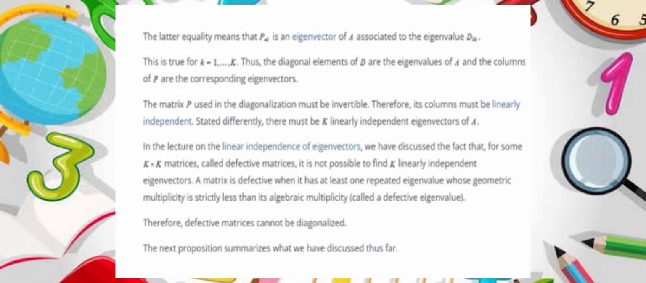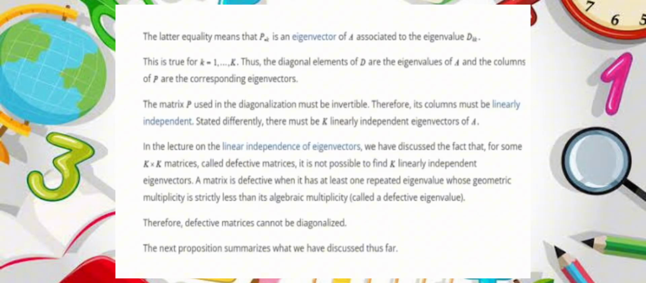The latter equality means that P_k is an eigenvector of A associated to the eigenvalue D_kk. This is true for k equals 1 to K, thus the diagonal elements of D are the eigenvalues of A and the columns of P are the corresponding eigenvectors. The matrix P used in the diagonalization must be invertible. Therefore, its columns must be linearly independent. Stated differently, there must be K linearly independent eigenvectors of A.